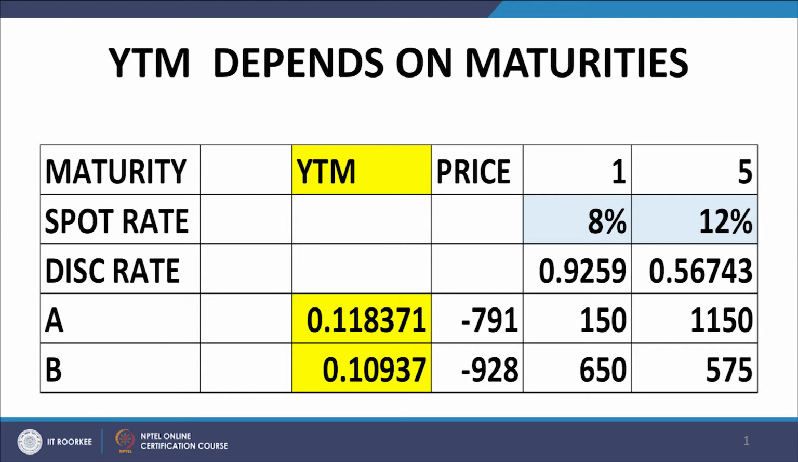So, the message that I want to convey by reference to these two examples is that the YTM depends not only on the magnitude of cash flows, it also depends on the timing of cash flows. In other words, the YTM depends on both the magnitudes of the cash flows as well as the timing of the cash flows. In other words, it depends on the pattern of cash flows of the underlying instrument for which we are working out the YTM.